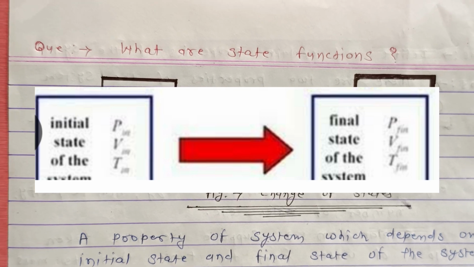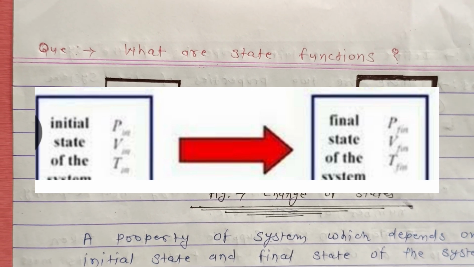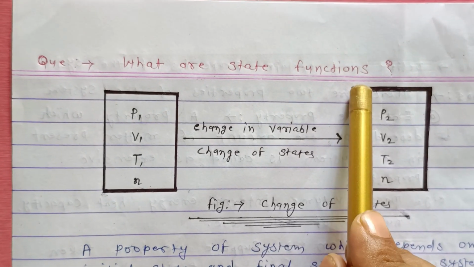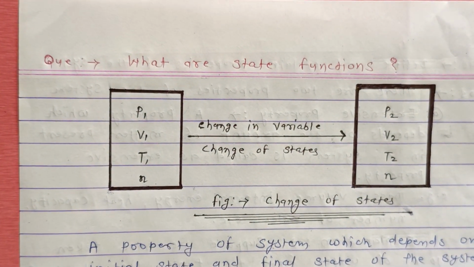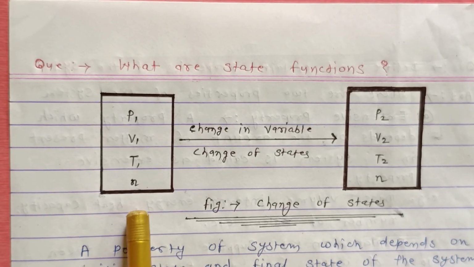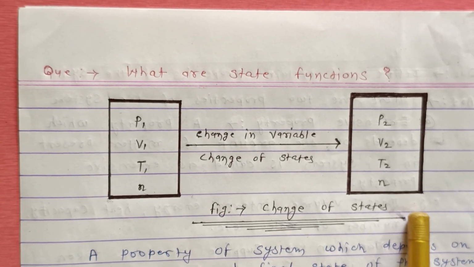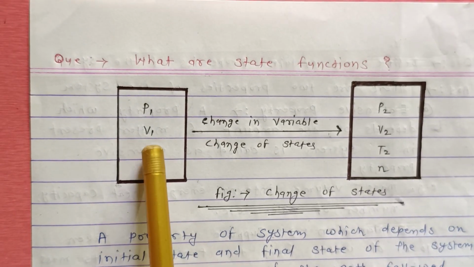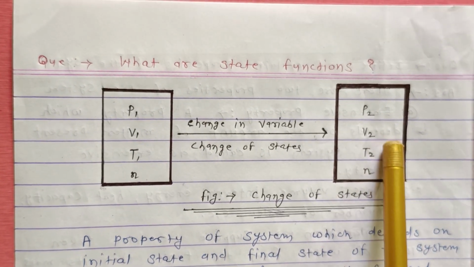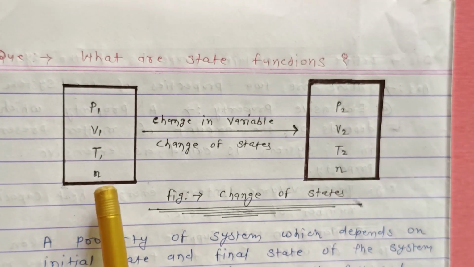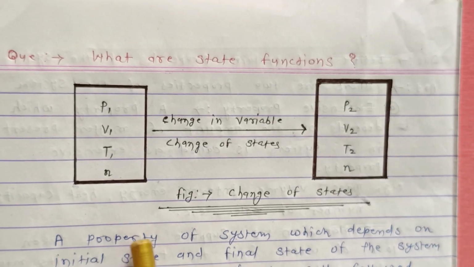Students, now we are going to discuss another topic. What are state functions? For explanation we are considering the figure. This is called the initial state, this is called the final state. Here pressure is P1, here pressure is P2, volume is V1, final state V2, initial state T1, final state T2, and number of moles n.